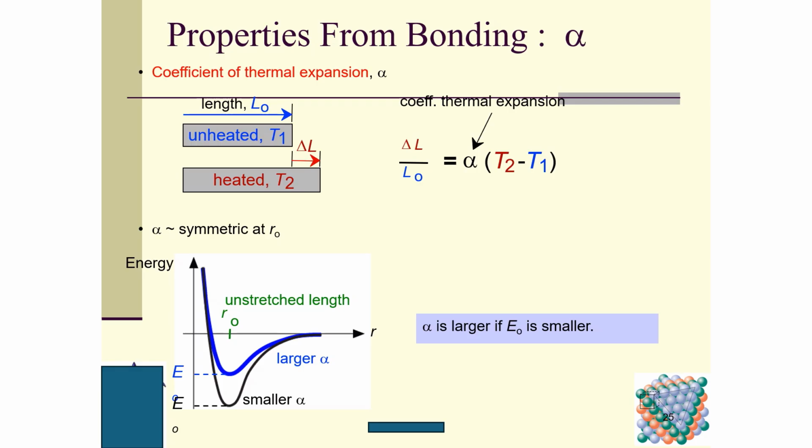Because this one has lower E0, and this one has higher E0. Higher E0 means that you need more energy to expand. But lower E0 means that it needs small energy to expand. So as a result, this alpha prime for this one is higher than this one.